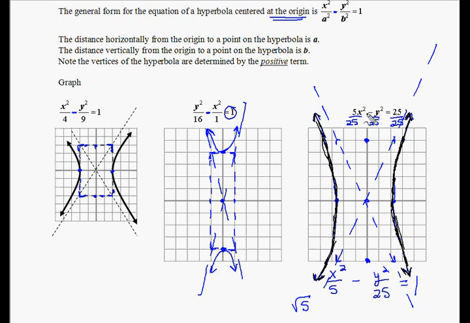Now remember, the hyperbola is the one that has subtraction. Circles and ellipses both have pluses, and your parabola only has one exponent 2.